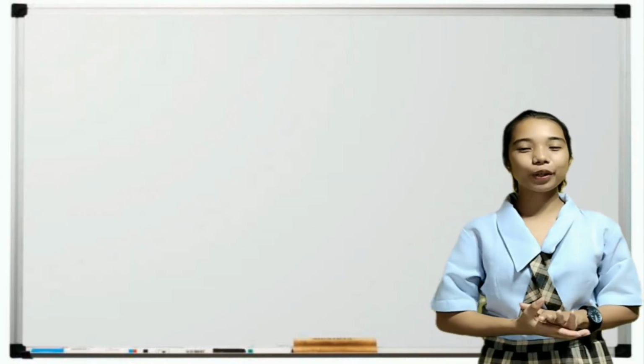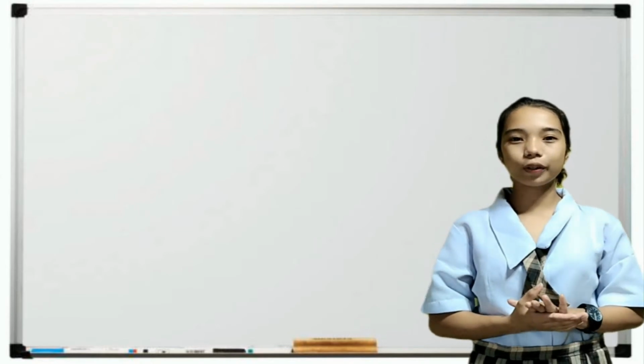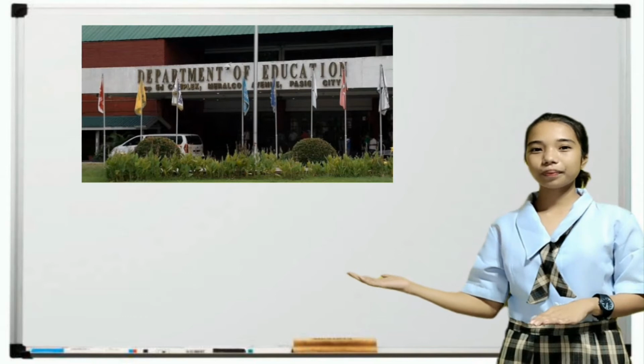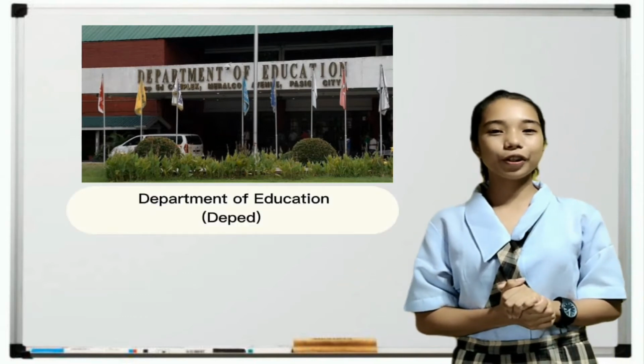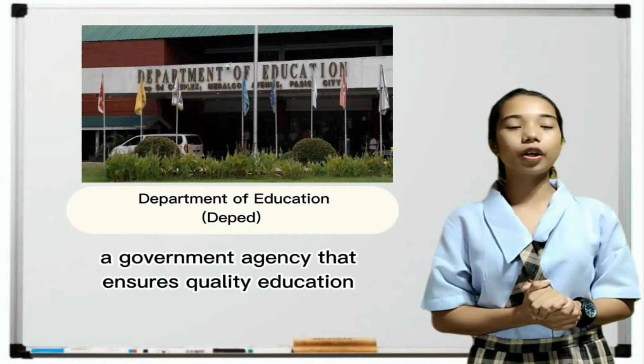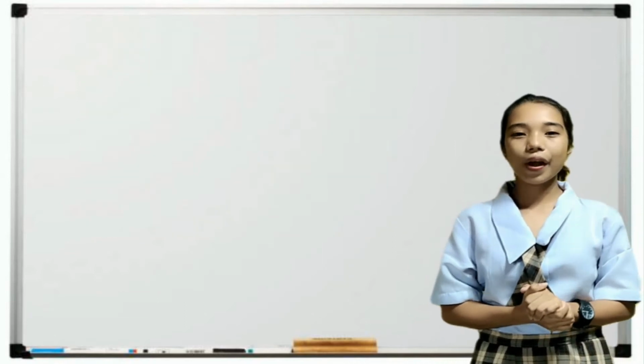For our startup, I want you to name and tell the function of the different institutions that I am going to show. That's right, Department of Education or DepEd. This is a government agency that ensures quality education.